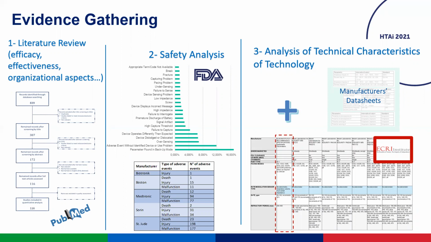We completed these findings with a safety analysis carried out through the FDA MAUDE database, identifying all the types and the number of adverse events that occurred since 2015. Then we integrated the results obtained with the analysis of the technical characteristics of the technology through the consultation of manufacturer datasheets and the comparative tables provided by ECRI Institute. In this table, as you can see, several pacemaker models were described with respect to a number of technical characteristics.